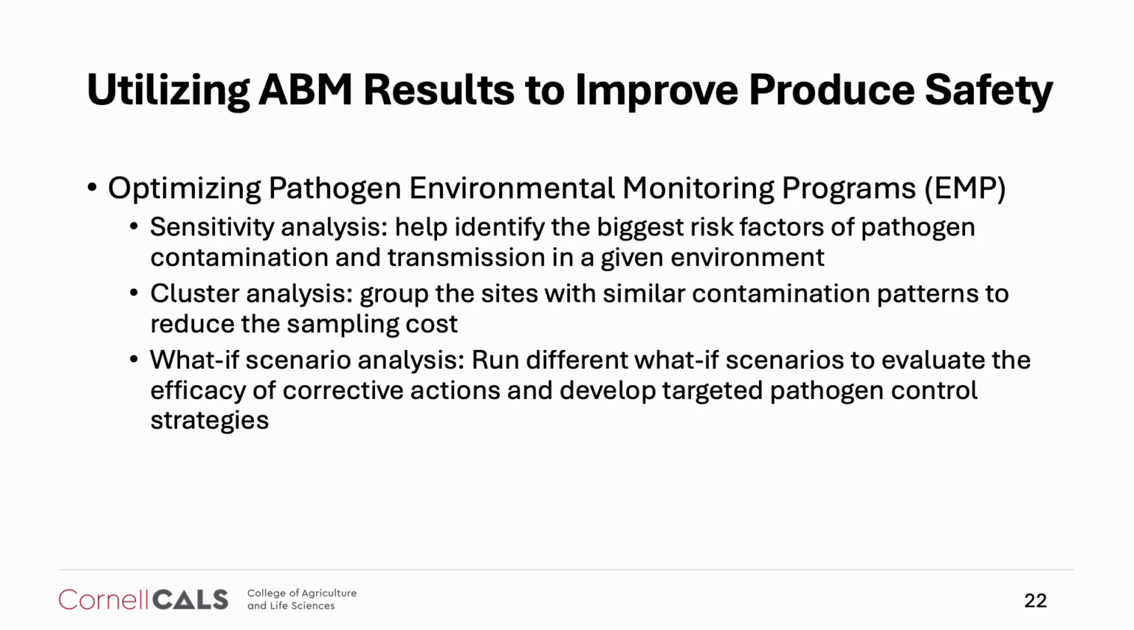Now that we went through the basics of how each analysis works and how they can be applied, I want to take a second to explain how these statistical analysis results using the data generated from ABM could be useful in improving produce safety. One of the key aspects of controlling pathogens involves an environmental monitoring program that regularly collects samples from the environment to identify which sites are at risk for contamination. So ABM can be very useful in optimizing pathogen environmental monitoring programs, and each analysis can play a role.